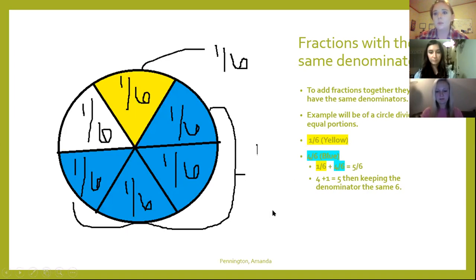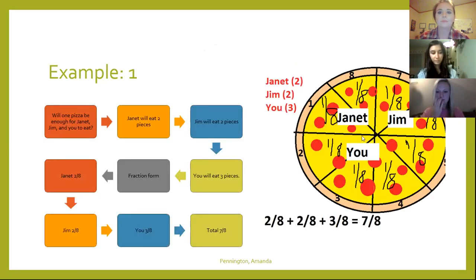And then what we're going to do is add all the colored pie slices together. That's going to make us have 5. Since 5 is going to be our new number because 4 plus 1 equals 5, we're going to keep this 6, which is the denominator. And it's going to give us a fraction of 5/6. Here's another example of using a pie chart.